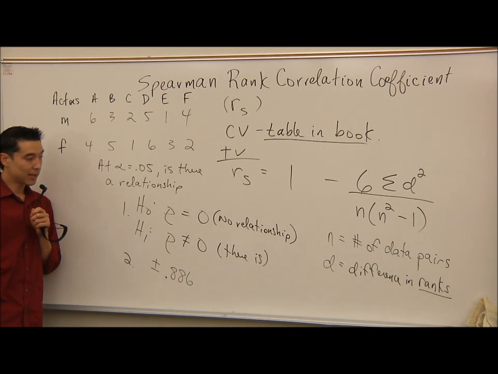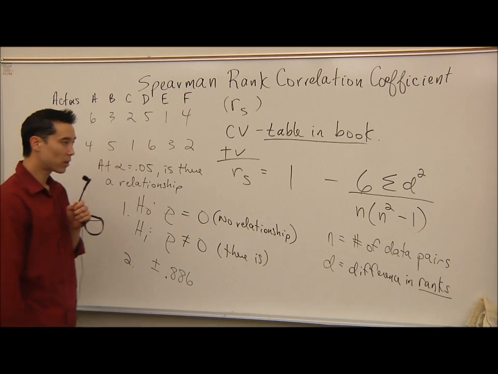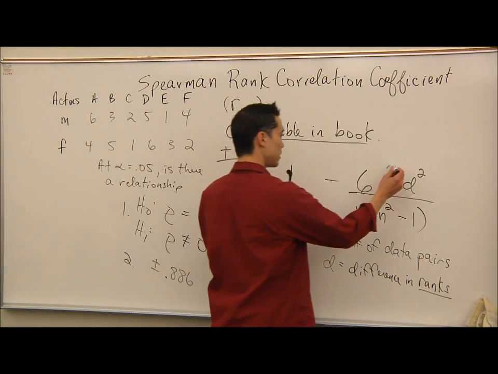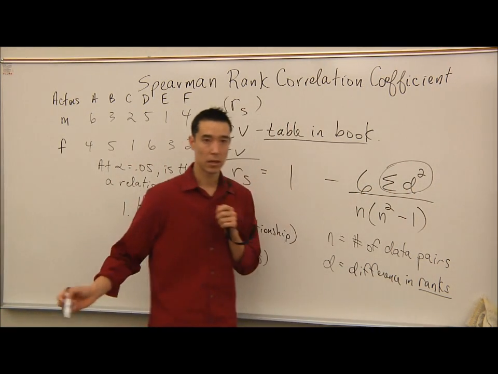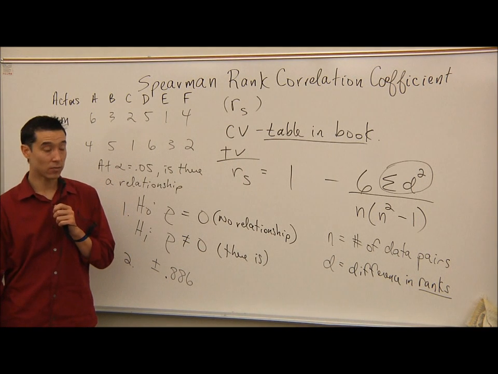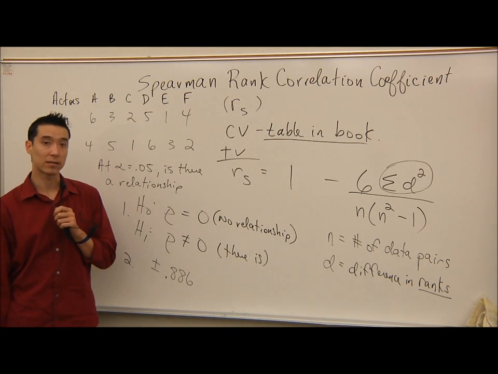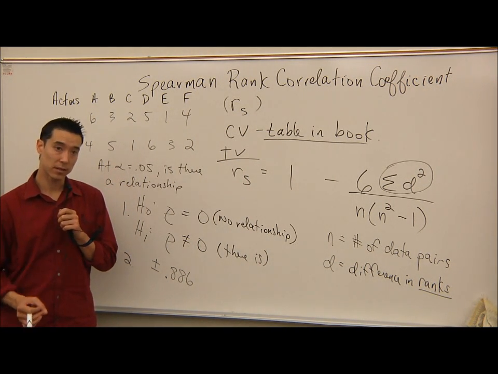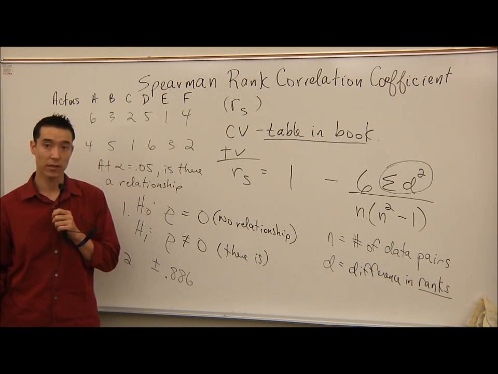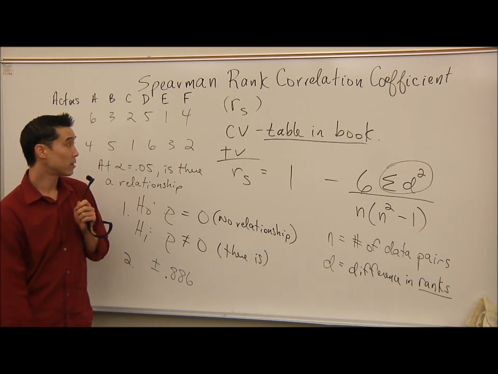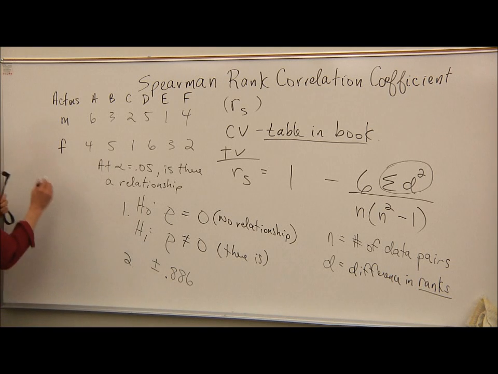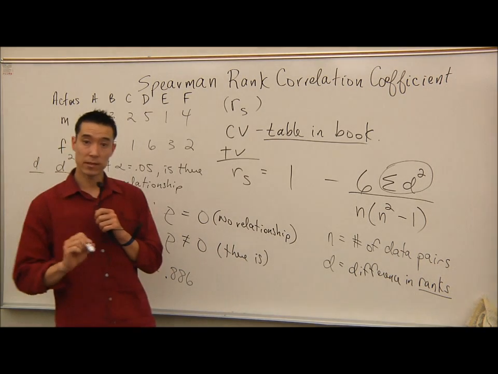All right, test values next, but I have a little bit of work to do because I have this summation of d squared. That means we have to add up the d squareds. D's are differences in ranks. D squareds would be the squares of the differences in ranks, okay? So I need to make a couple of columns here. You're going to have to make a D column, and then a D squared column. So D is the difference in the ranks.